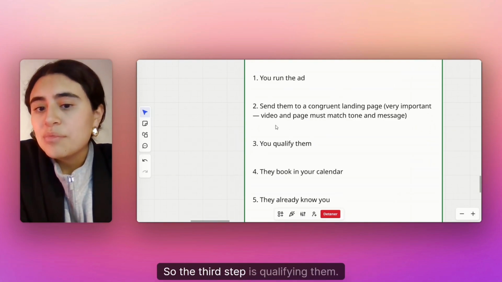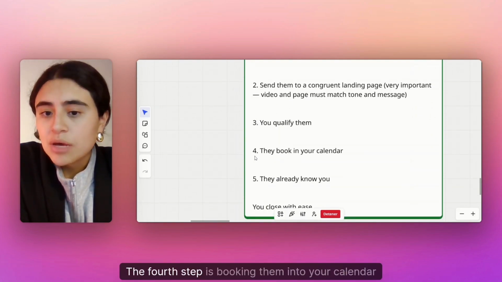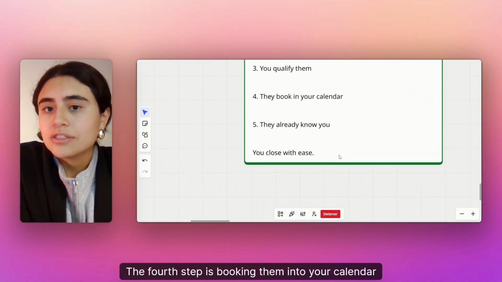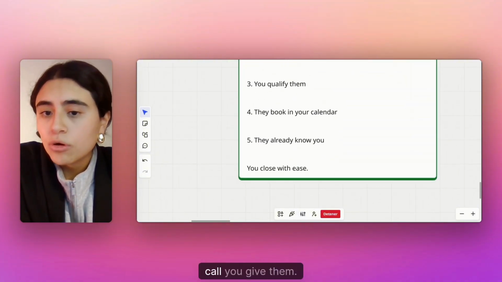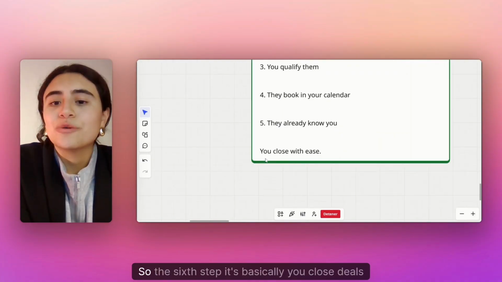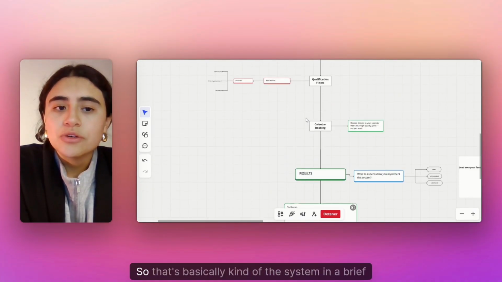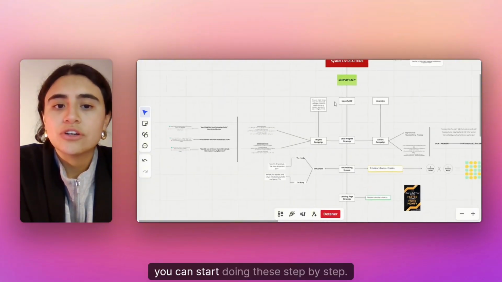So the 3rd step is qualifying them. The 4th step is booking them into your calendar with the call to actions you give them. And the 5th step is they already know you. So the 6th step, it's basically to close sales with this. So that's the system, how you can start doing this step by step.